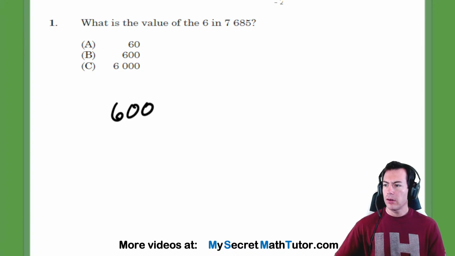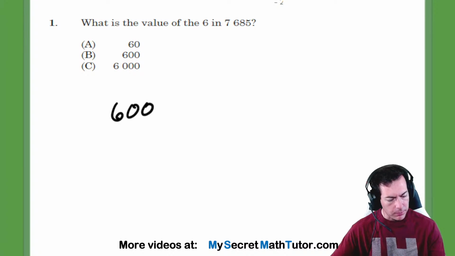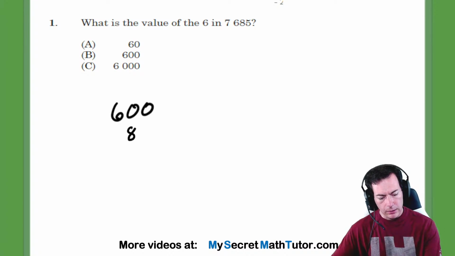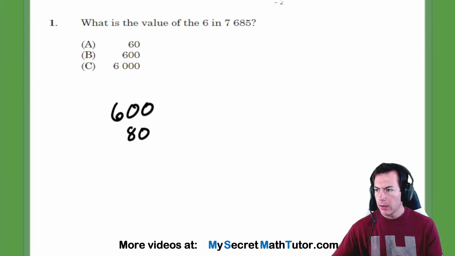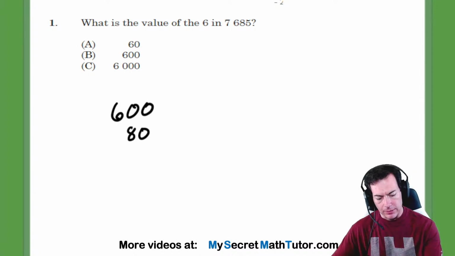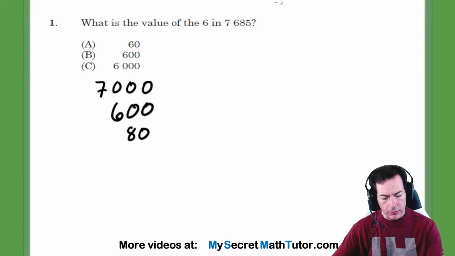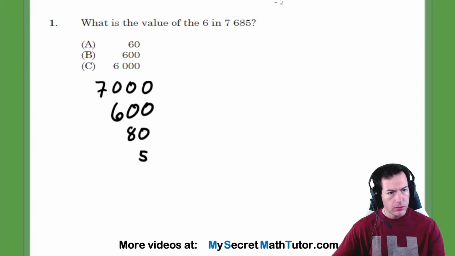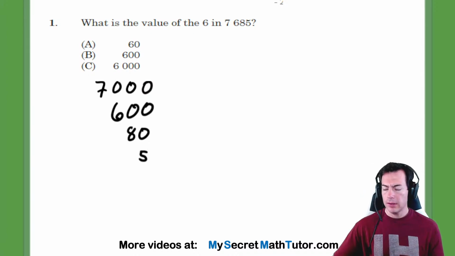The other numbers in there also have value in case you're curious about those ones. For example, the 8 would represent 80. The 7 would actually represent 7,000. Is there one more? Yeah, there's one more number. That'd be the 5. So this problem is only asking about the 6, but you can see what the other numbers also represent.